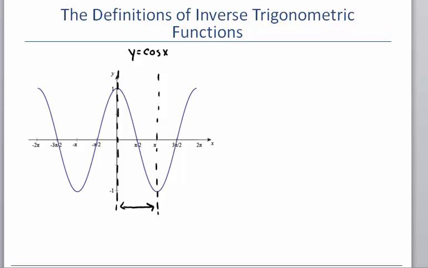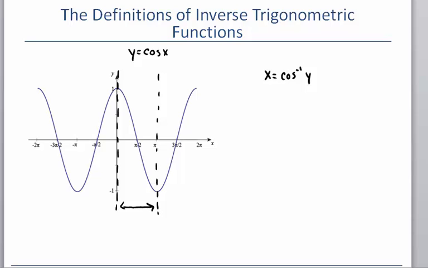Okay, so again, we're going to have as our notation x is equal to cosine inverse of y, and the restriction will be between 0 and π for the cosine. The range values would still fall from -1 to +1, just like they did on the sine.